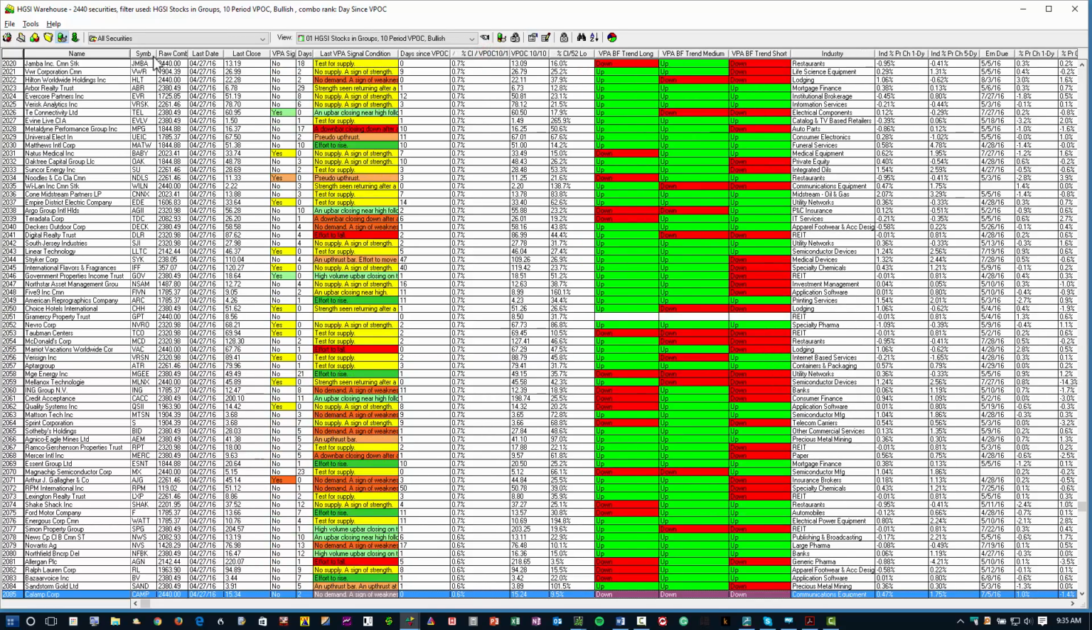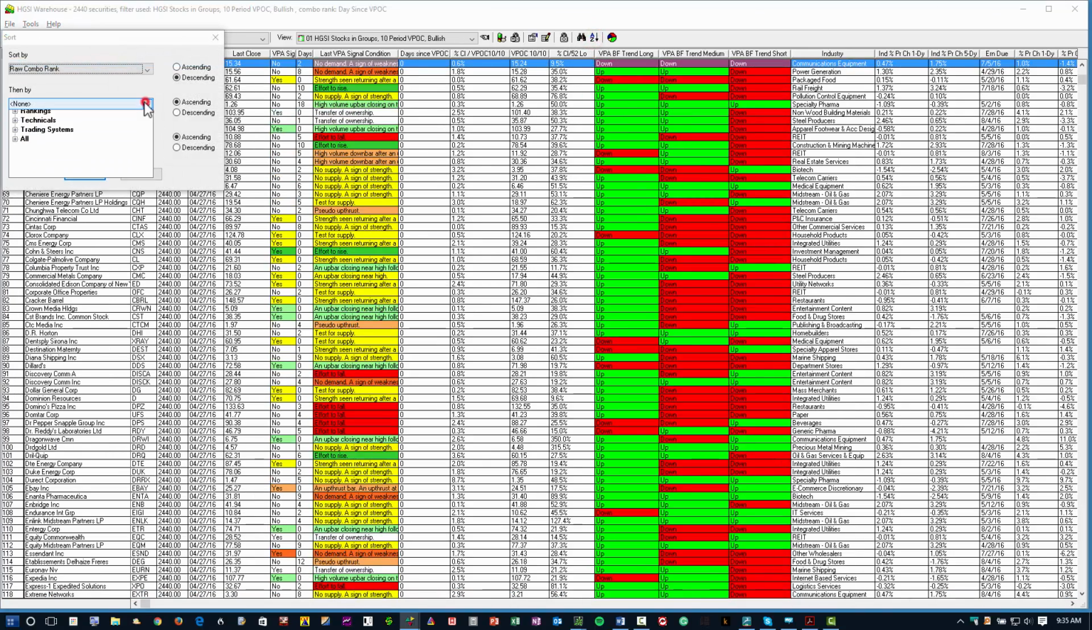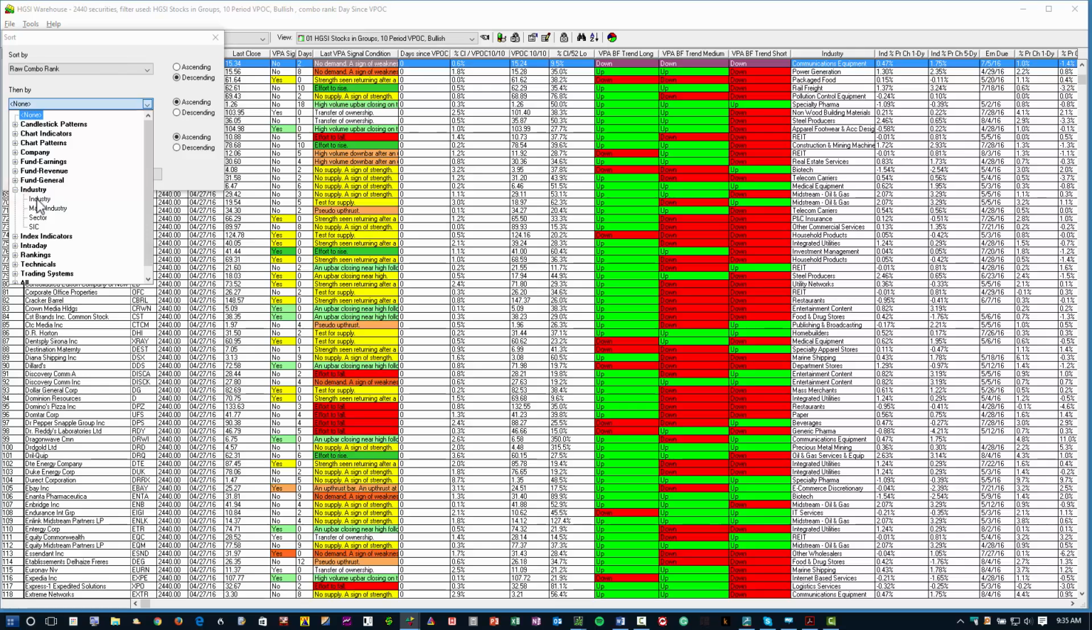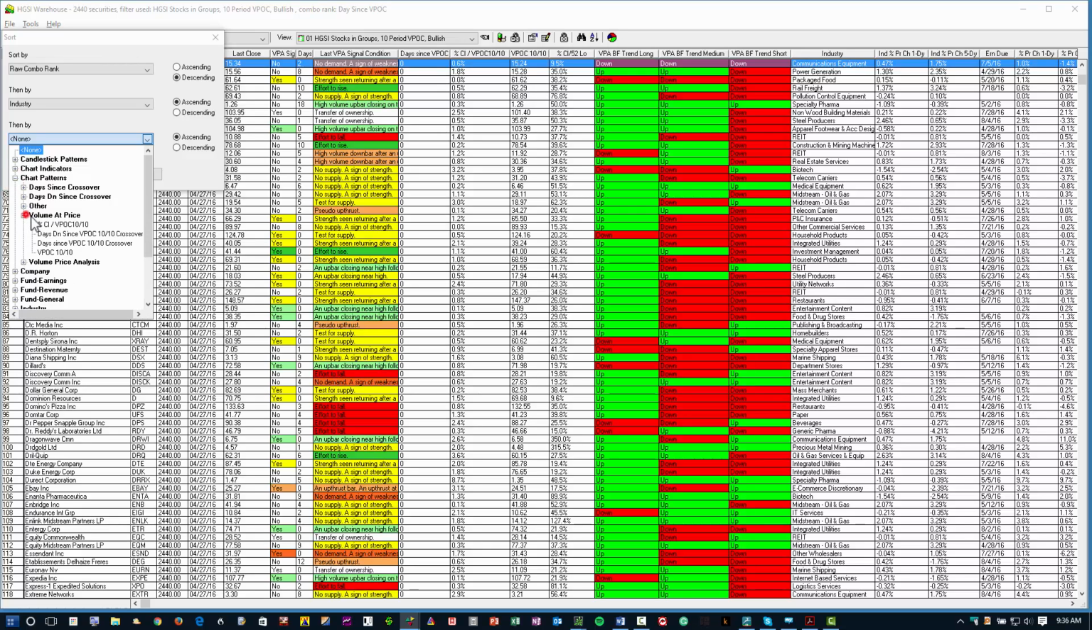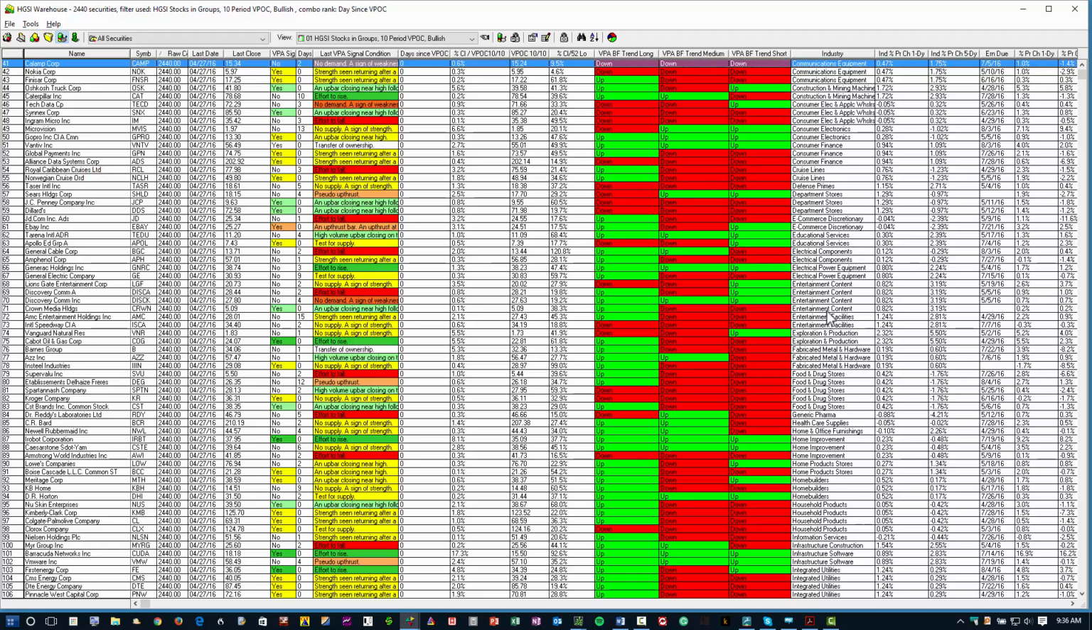I screwed everything up here. Let me start over. Okay, my secondary sort is going to be the industry, and then I'm going to go into the chart volume at price and the percent close to the volume point of control 1010, and that will then sort on this column.